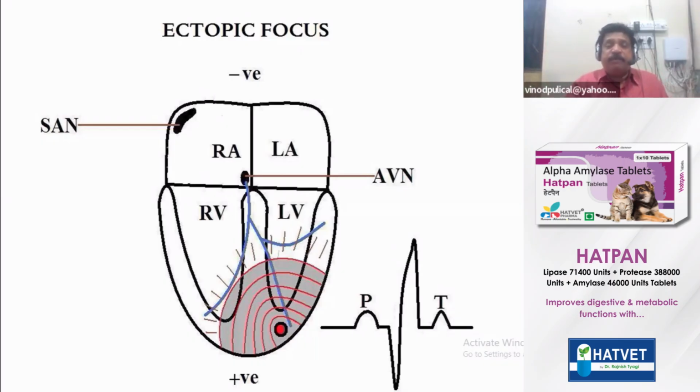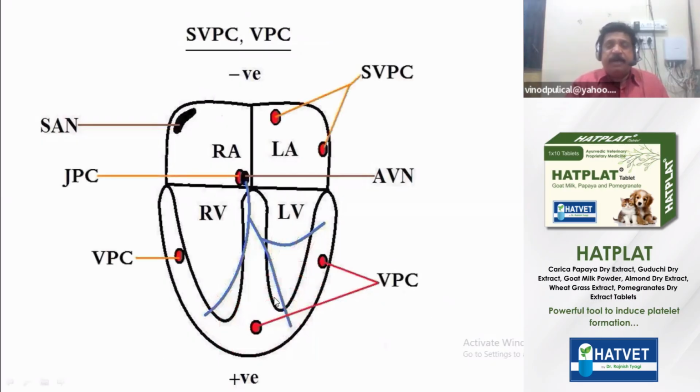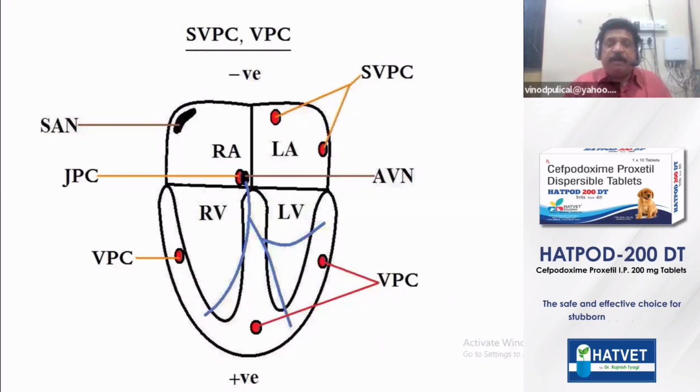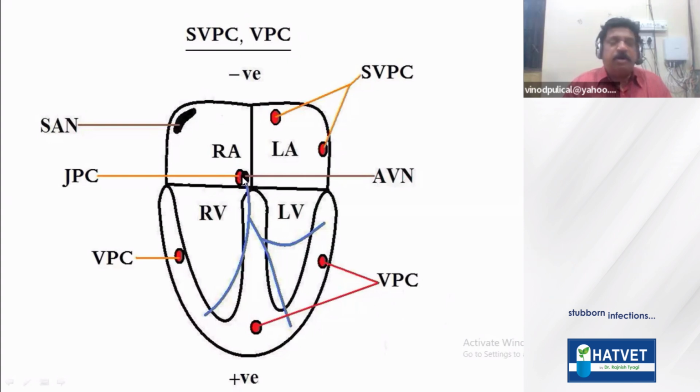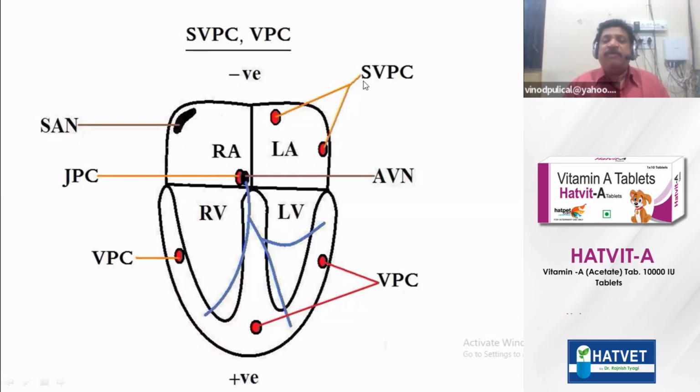This ectopic focus can be seen anywhere. It can be seen in the ventricles, and when it is seen in the ventricles, we can say it is a VPC, that is a ventricular premature complex. And if this focus of myocarditis is seen on the junctional node, or in the atrioventricular node, we can say it is JPC, the junctional premature complex. And if it is seen on the atrial wall, we can say it is supraventricular premature complex. All these things are generally used in detailed cardiology.